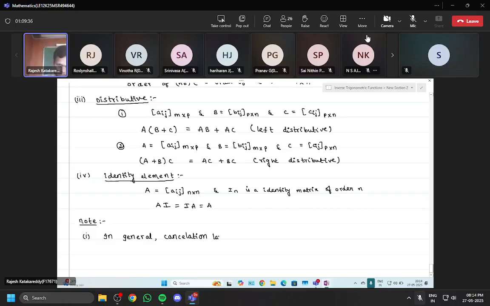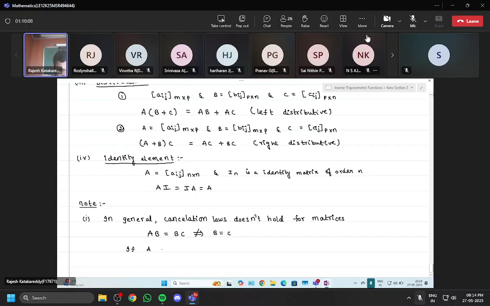Cancellation law does not hold for matrices. That means it won't work for matrices. Under one condition it will work. AB = BC does not imply that B = C. Right? So when will it be equal?